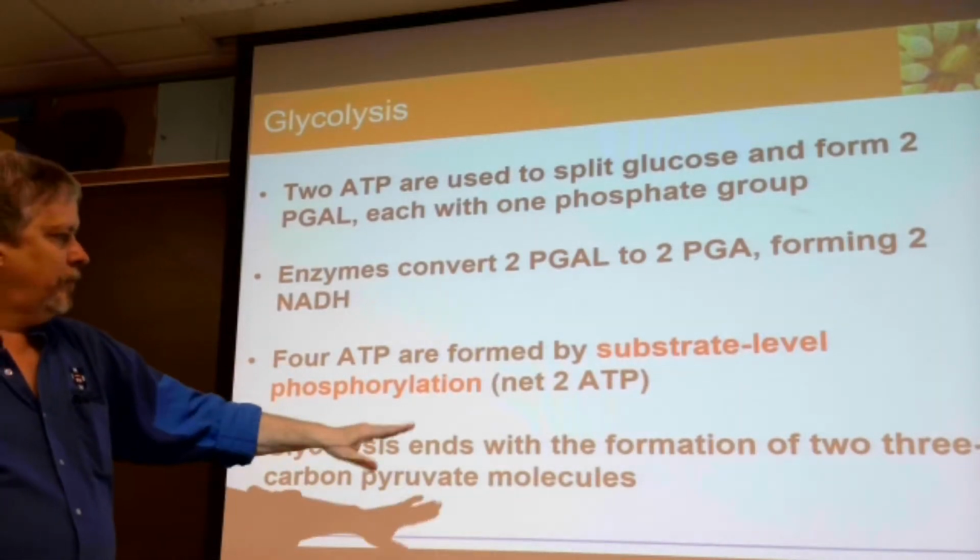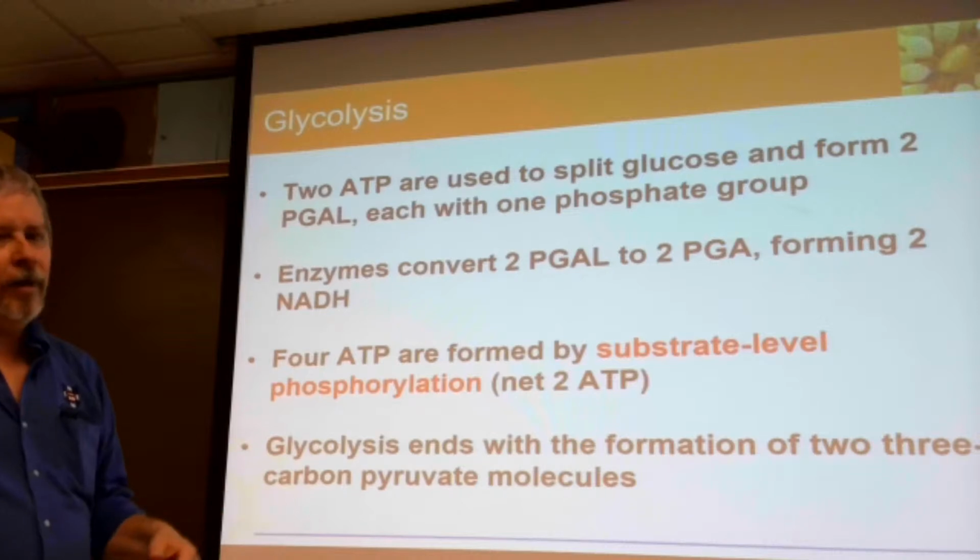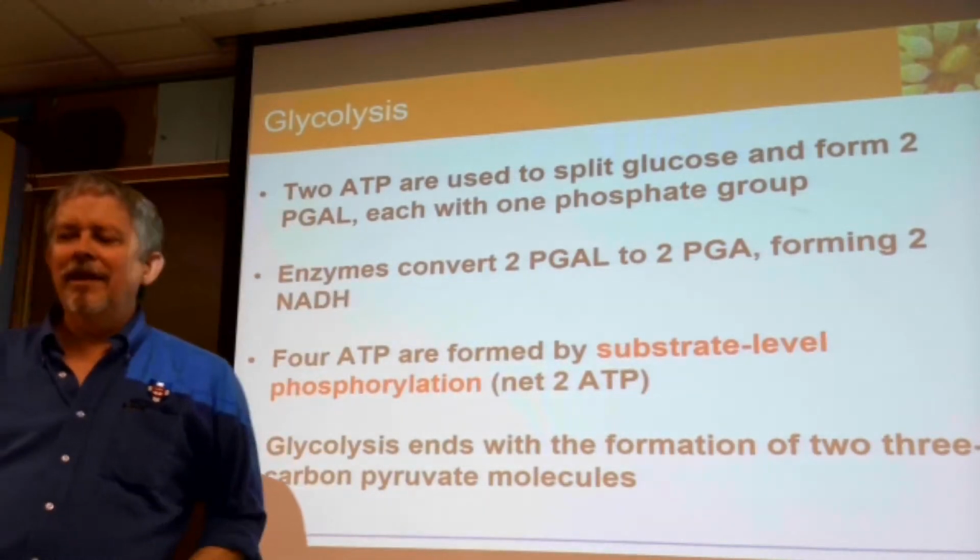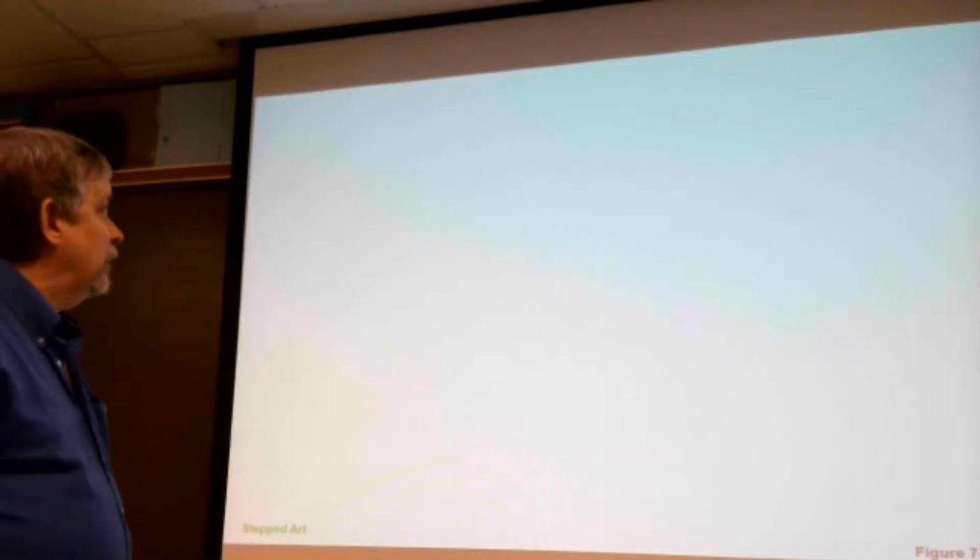Glycolysis ends with the formation of 2 3-carbon pyruvate molecules. That doesn't mean much, does it? Let's get to the picture. The picture helps us greatly.